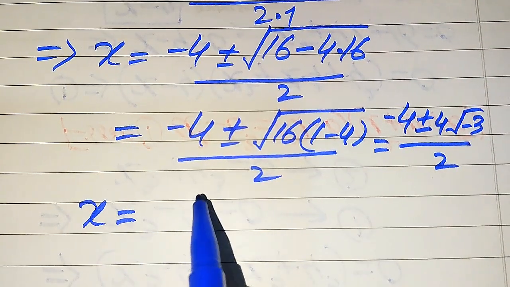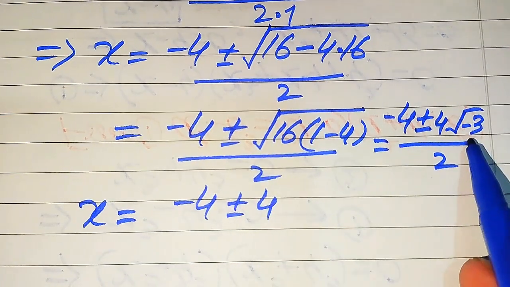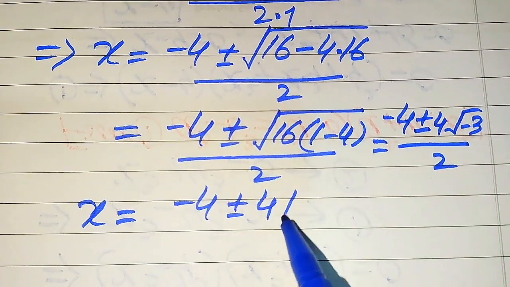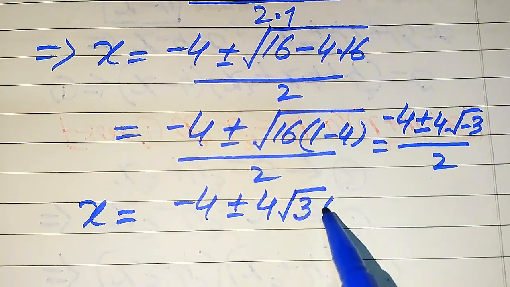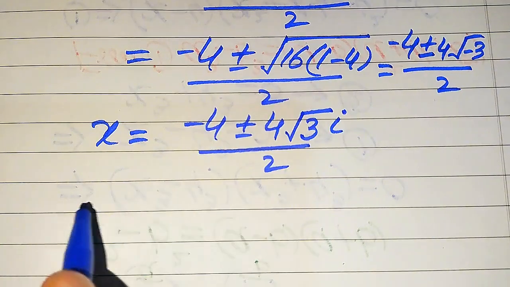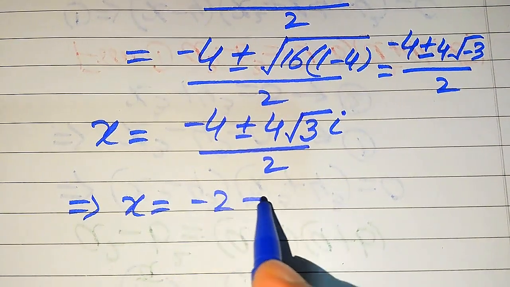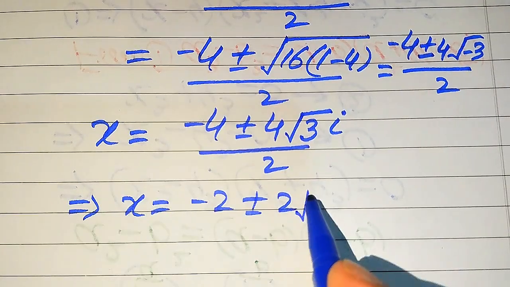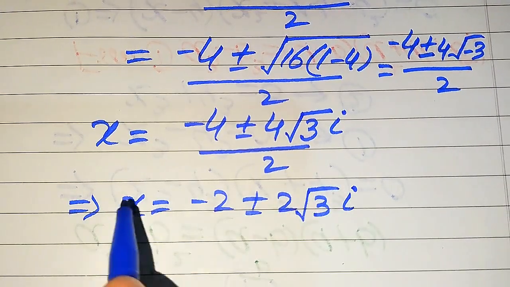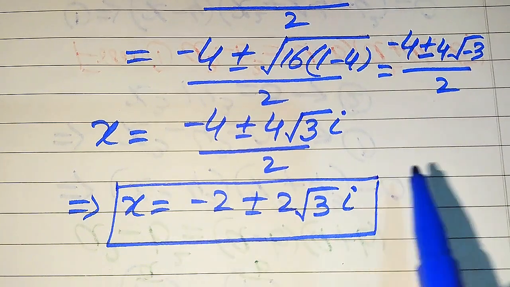So from here we get the value of x equals minus 4 plus minus 4 times the square root of minus 3. We know that when a negative sign appears inside the square root it becomes iota, and it is divided by 2. Now we need to break this fraction, and when we break it, it becomes minus 2 plus minus 2 times the square root of 3 into iota. So this is the value of x.